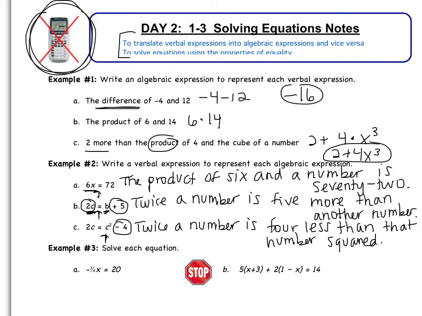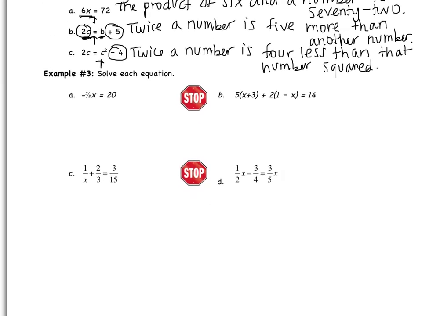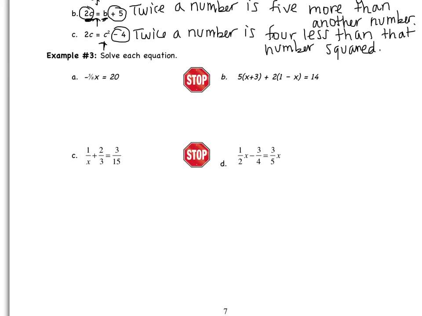I know that's a little bit confusing, but you do have to differentiate in parts B and C, where part B you have two different variables, whereas part C you have the same variable twice. So we'll do some more examples like that in class. That was our first objective, translating between the two. Moving on to example 3 is where we start to solve equations. And this should be review.